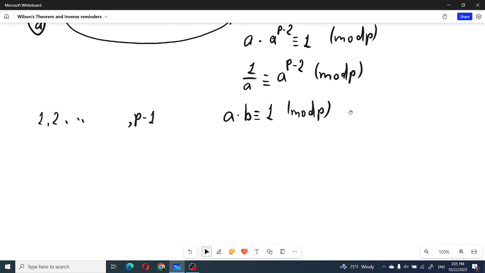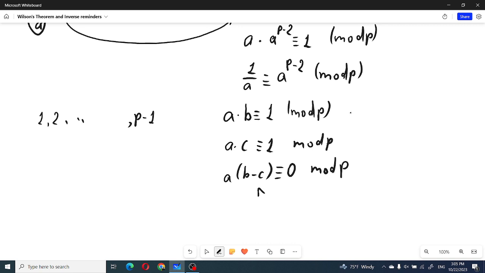At first we need to show that there will not be any other solutions except b. If a times c is also 1 mod p, we can take their difference and we will get a times (b minus c) equals 0 mod p. And clearly this must be a contradiction, because a is not a multiple of p and b minus c is less than p. So their product can't be a multiple of p. So there will exist at most only one b. And now we can show, by using b equals a to the p minus 2 mod p, that such a number will always exist.